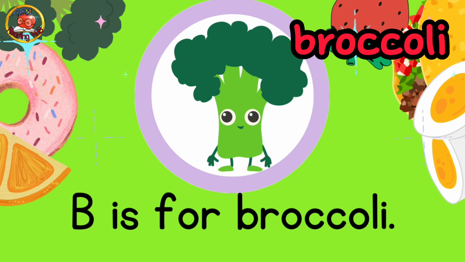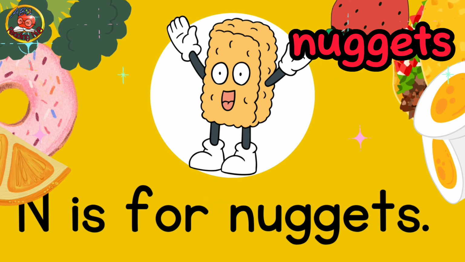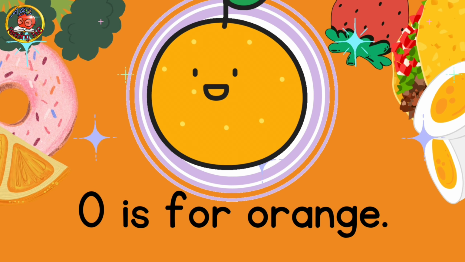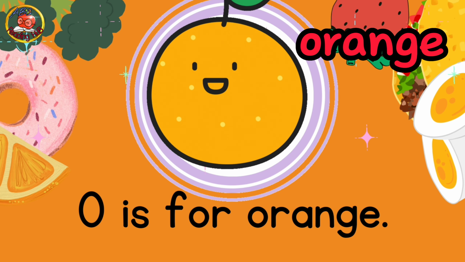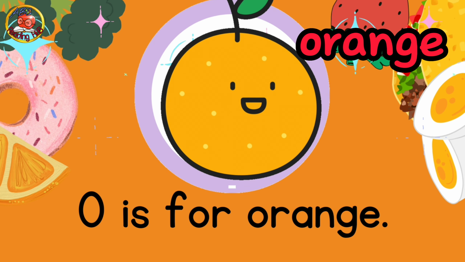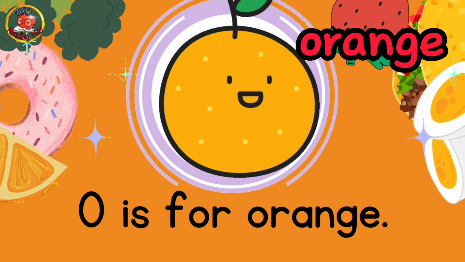N is for nuggets. Nuggets. O is for orange. Orange. P is for pizza. Pizza.